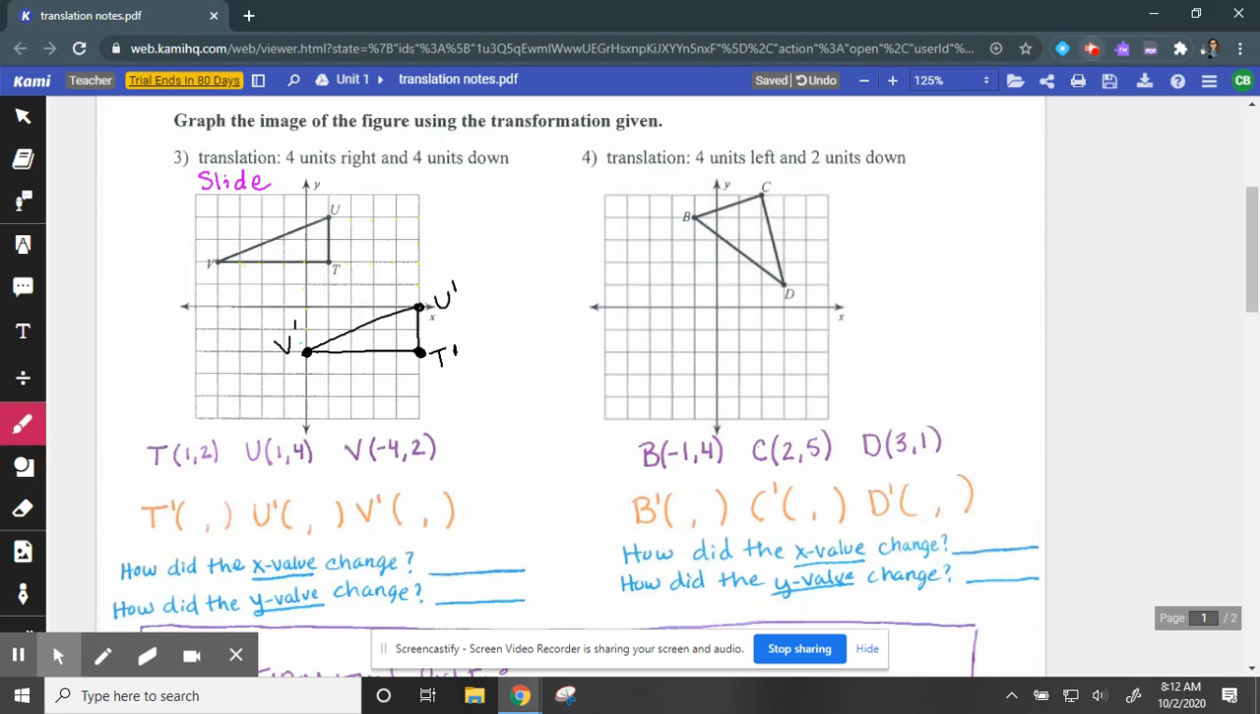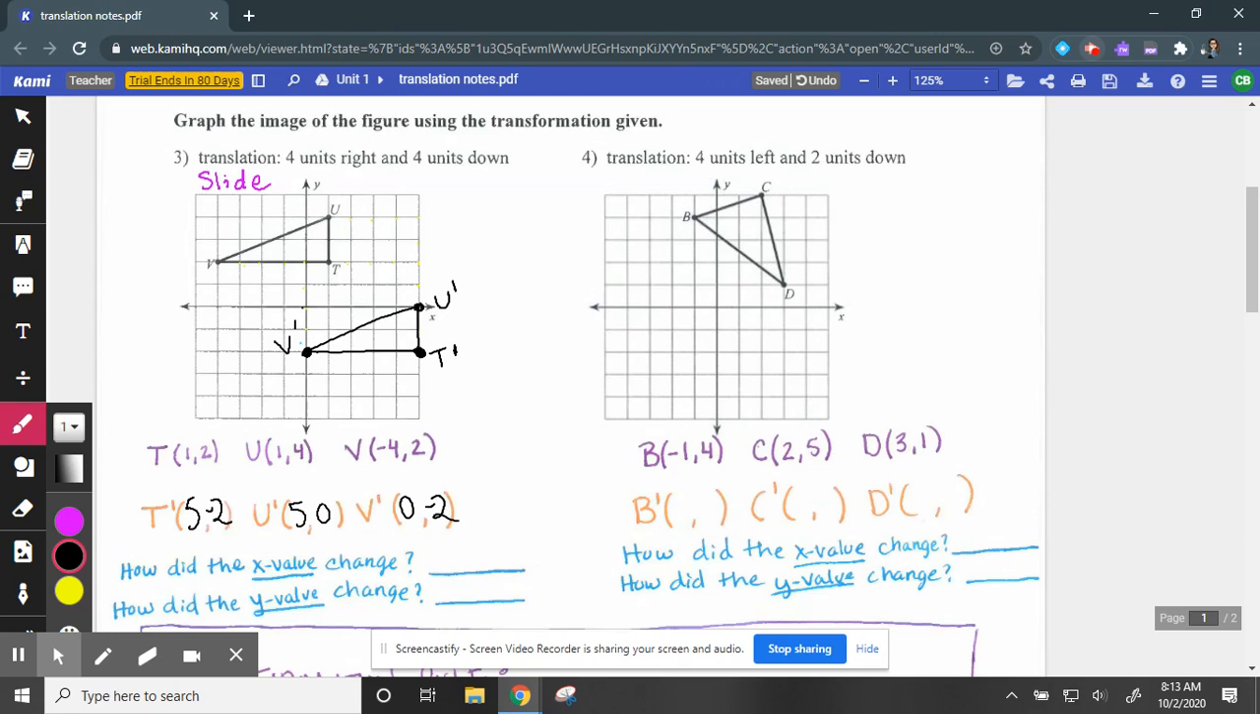Now, what I want to do is take a look at these ordered pairs and see how they changed. So right here, let's write what the new T prime ordered pair is. I see that it is positive 5 on the x-axis and negative 2 on the y-axis. That's going to be 5, negative 2. Looking at point U, I see that it is 5 on the x-axis and 0 on the y-axis. And then V is 0 on the x-axis, but negative 2 on the y-axis.